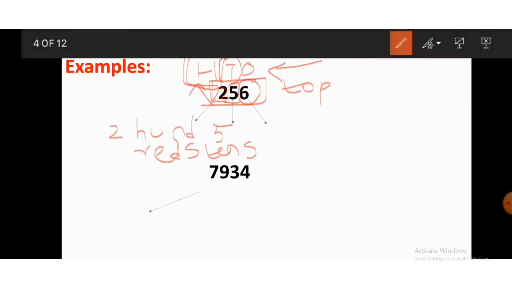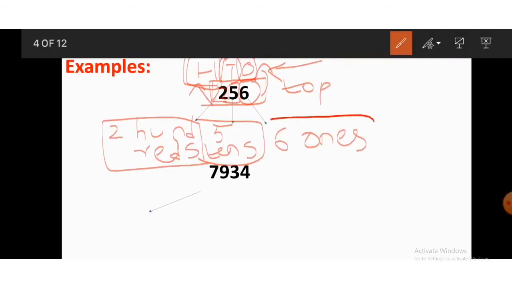6 is in which place? 6 is in ones place. So what will the place value of 6 be? The place value of 6 will be 6 ones. Is this clear?